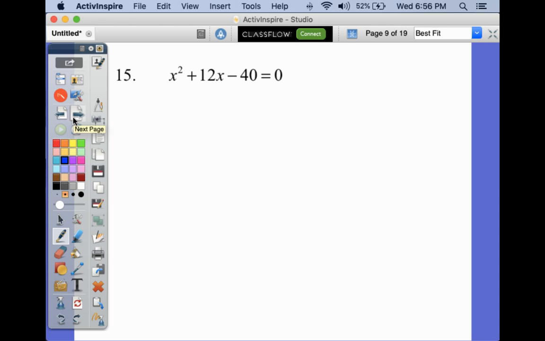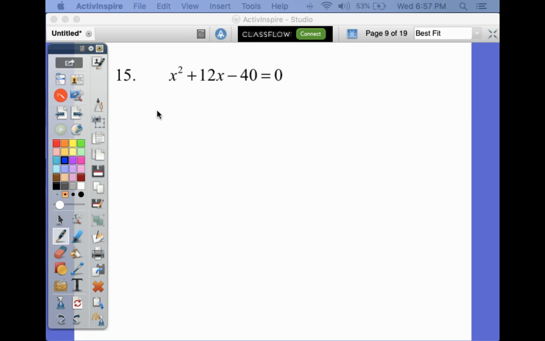Okay, question number, should be 10. It's labeled 15. And I believe the directions are to, I'm actually not sure what the directions are. I probably need to look this up so that I don't mess up how we're solving it. The directions say to solve with completing the square.